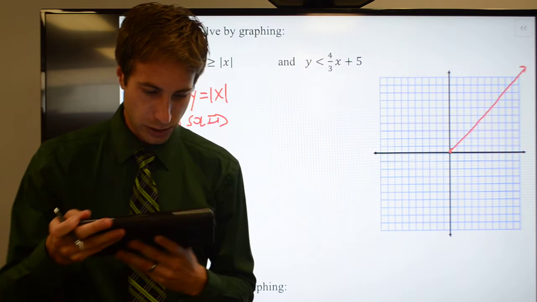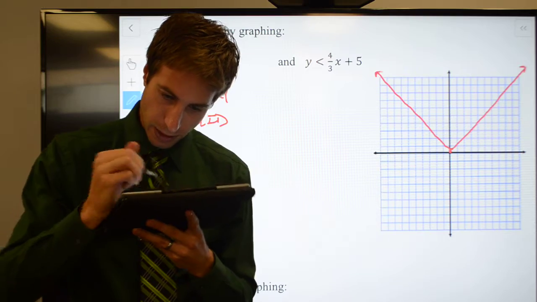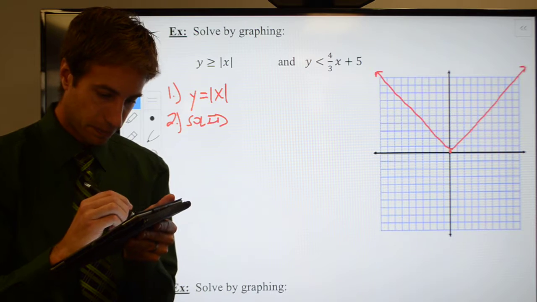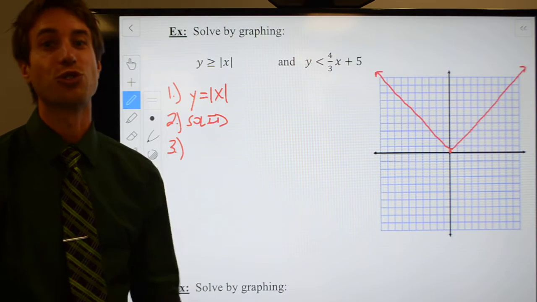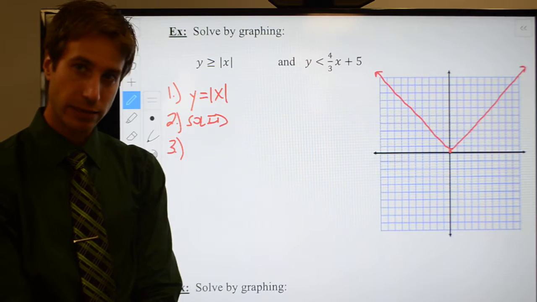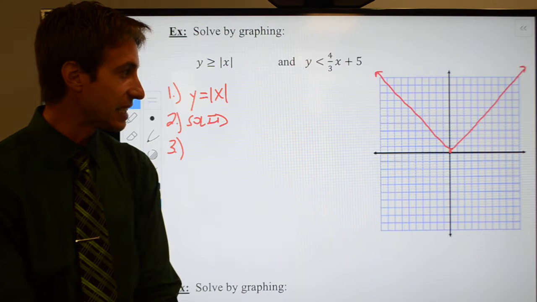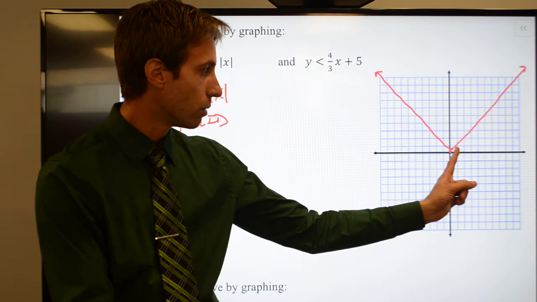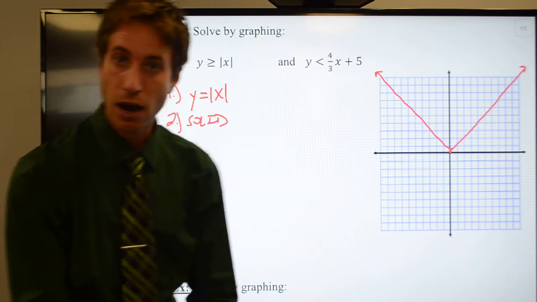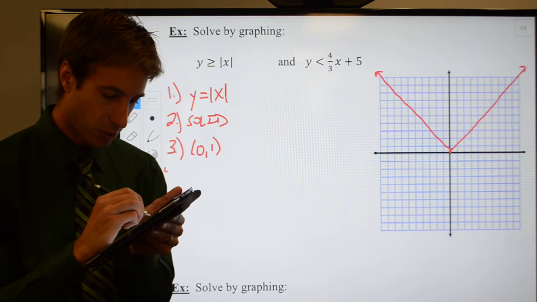All right, so there's my absolute value. Step 3. Okay, careful. It goes through 0, 0, right? My vertex is at 0, 0, so I can't use 0, 0. This is going to be one of the instances where 0, 0 does not work. So let's pick something easy. What if we went with 0, 1? That would be a point just inside of the absolute value graph. I like it. We'll go 0, 1.